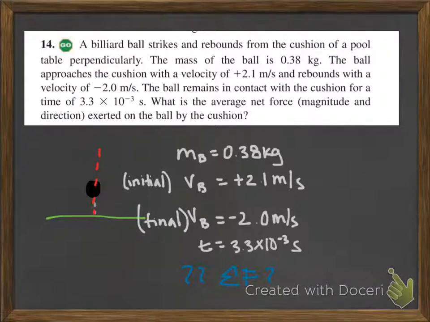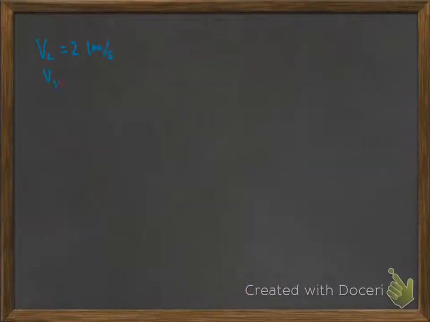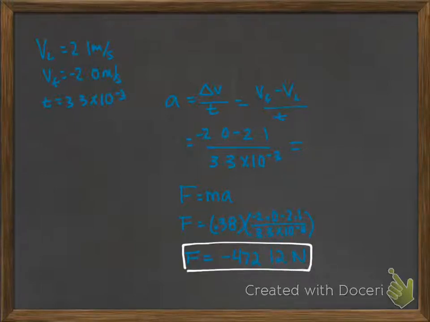And they ask us to find the force, and force is mass times acceleration. So if we know how to find the acceleration and we have the mass, we can just find the net force. As I said here, we have initial and final and time. So if we do the math, we'll do -2 minus 2.1 over the time, which will equal our acceleration, and multiply that times the mass, and that will give you the net force, which is just -472.12 newtons.